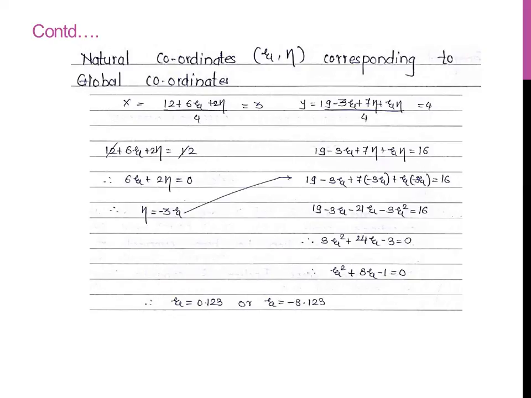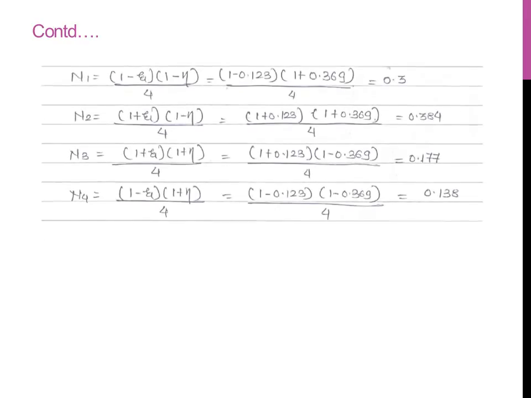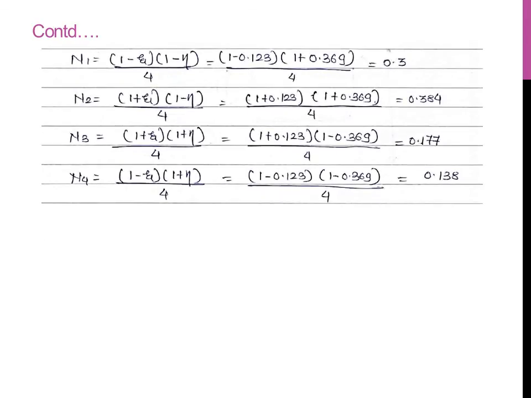Now we have to choose one zeta value, but we already know that natural coordinates lie between minus 1 and 1. So obviously minus 8.123 is a wrong choice. So we choose zeta equal to 0.123, and as zeta is 0.123, eta is equal to minus 3 into zeta, so you will get eta equal to minus 0.369. So put the values of zeta and eta and you will get N1, N2, N3 and N4.